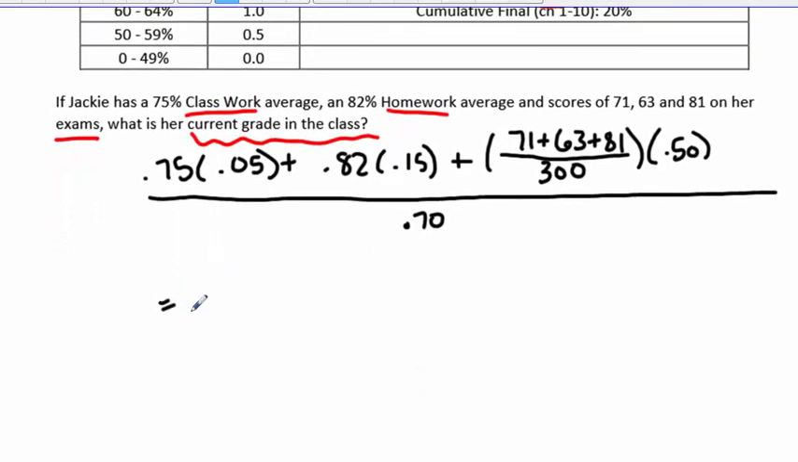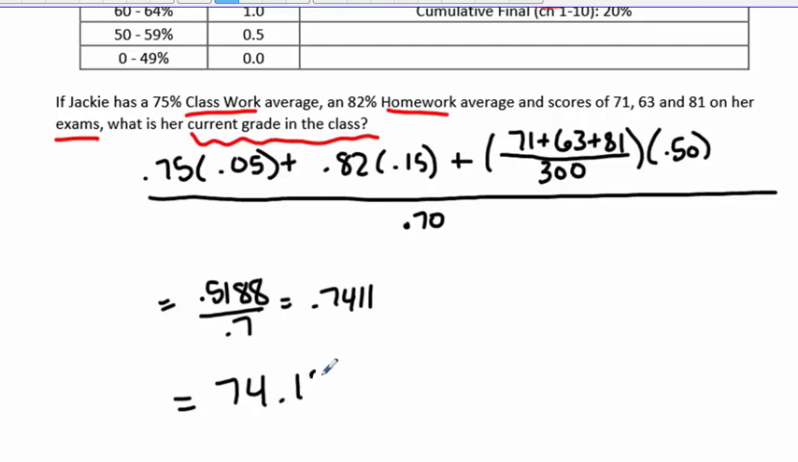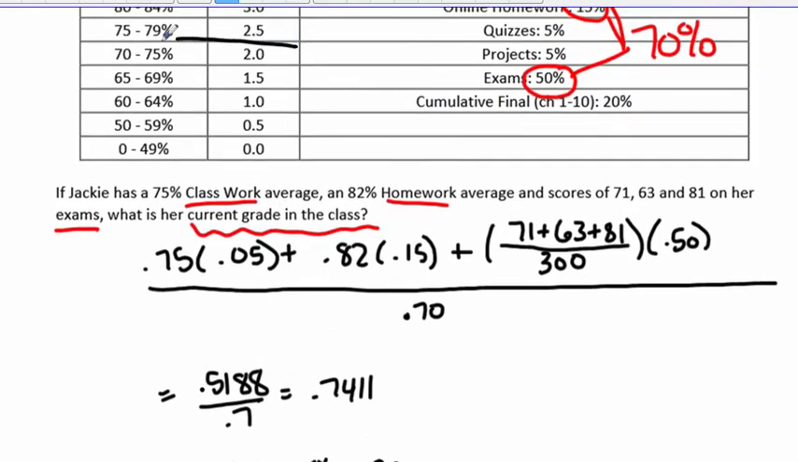So if you multiply all the numbers across the top, you get about 0.5188, divided by the 0.7 gives us 0.7411. So it looks like Jackie's current score is about 74.1%. According to the grading scale, she would be currently getting about a 2.0.